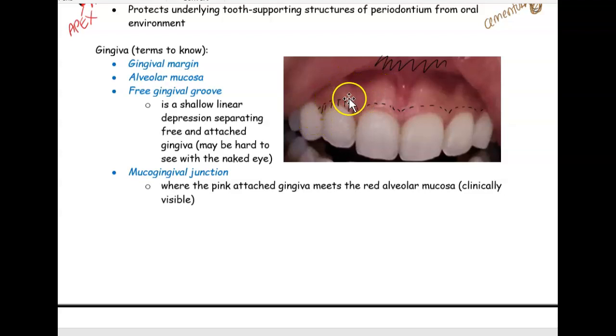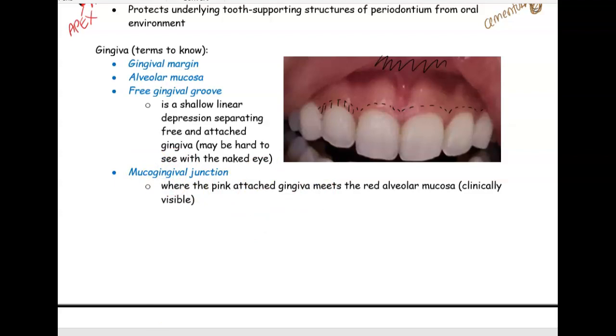So I want you to imagine a line separating the attached gingiva from the free gingiva. And that imaginary line that we're looking at, that dashed line, is known as your free gingival groove. It's actually kind of like an indent or a depression. So again, you can't see it, I can't see it, but there is a groove that's separating the free gums from the attached gums.